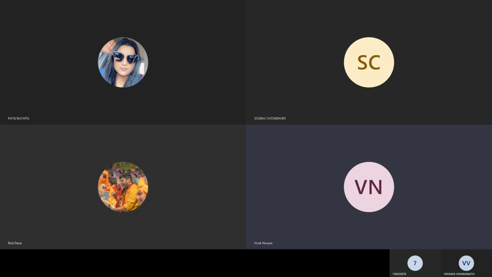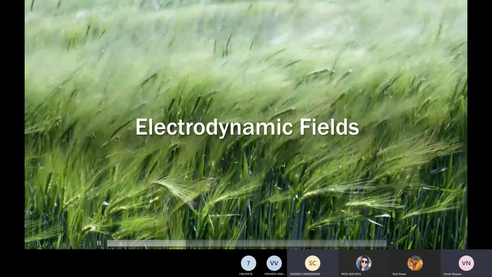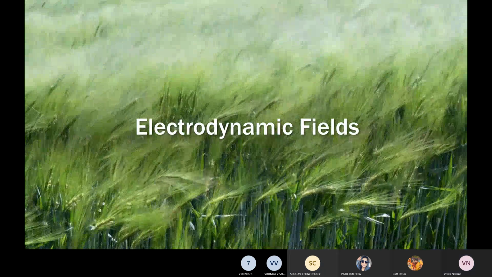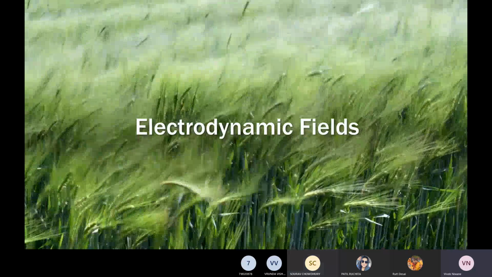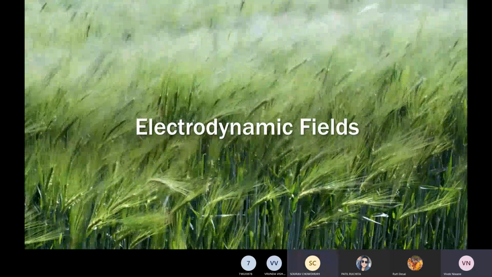Let's start with 4, our electrodynamic fields. You can see the background of the PPT, am I right? Yes, sir. Wavy in the nature.